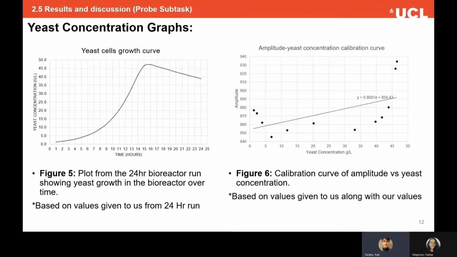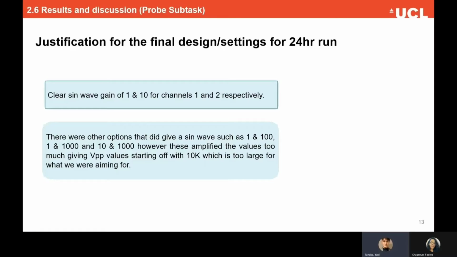During the 24-hour run phase, we were able to adjust the gain to give a clear sine wave to compensate for our inability to test beforehand, and we've changed the gain to 1 and 10 for channels 1 and 2 respectively. There were other options that gave us a sine wave, such as 1 and 100, 1 and 1000, and 10 and 1000, which didn't match our expectations as it was too amplified.